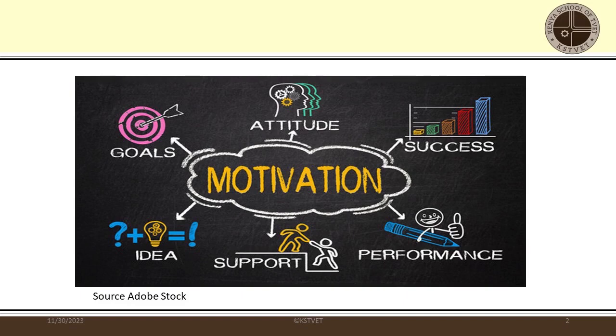Sometimes, when the term motivation is mentioned, many things come into your mind. Some people associate motivation with success, ideas, attitudes, goals, support, and performance. Like now, wherever you are, there's something that has come up in your mind in relation to motivation.